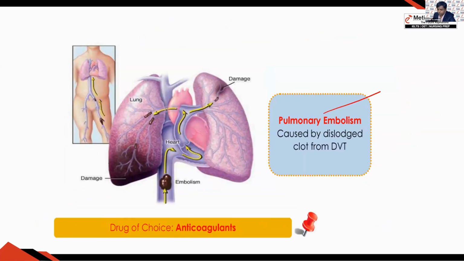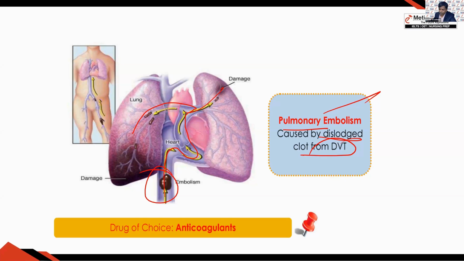The next sign is pulmonary embolism. When you are not treating the DVT, the clot enters the right heart, goes to the lung and causes pulmonary embolism, a medical emergency, from the dislodged clot of the DVT. No DVT pump after the DVT. Before DVT, for prevention of DVT, we can use a DVT pump. After the DVT, if you use the pump, the clot will dislodge and go to the lungs. So immediately pulmonary embolism is suspected.